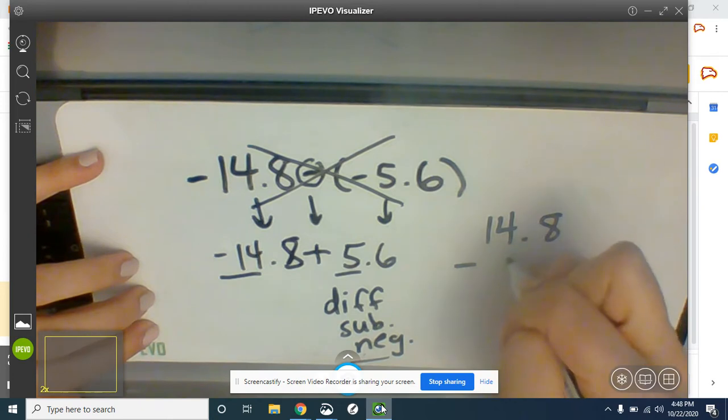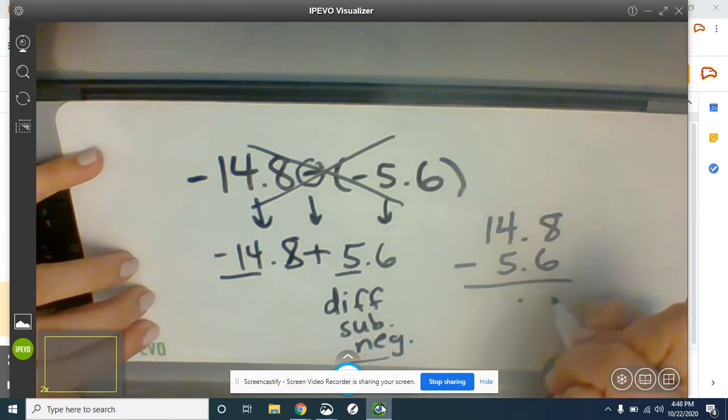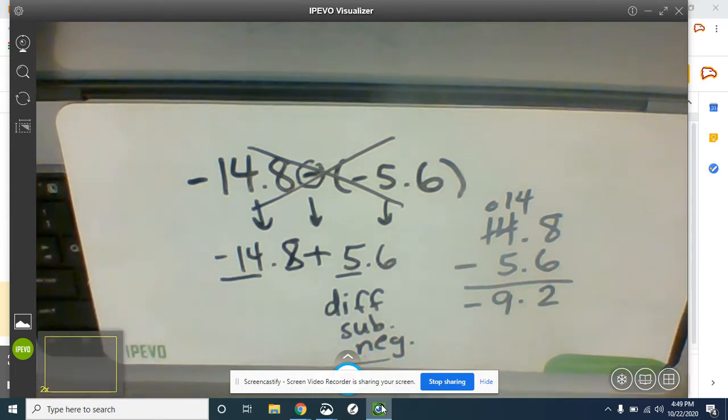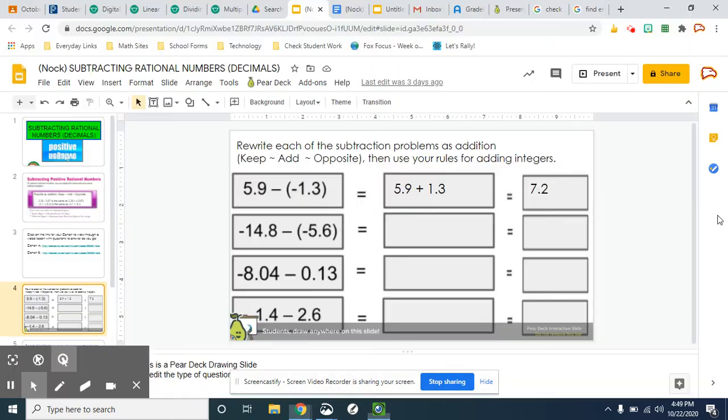Subtracting 5.6. Bring that decimal down. 8 minus 6 is 2. Can't take 5 from 4, so we have to borrow. And then 14 minus 5 is 9, and we said our answer was negative. All right, so let's go on to another example.